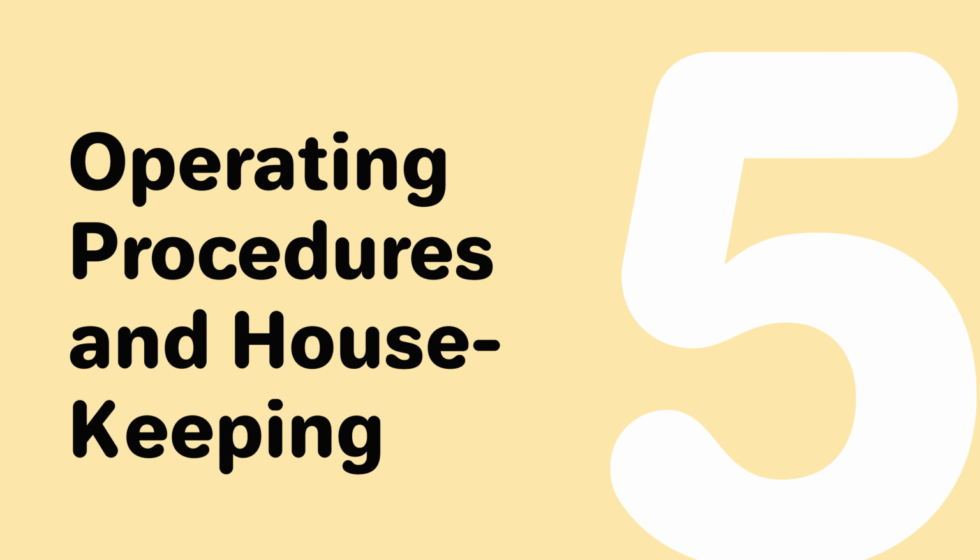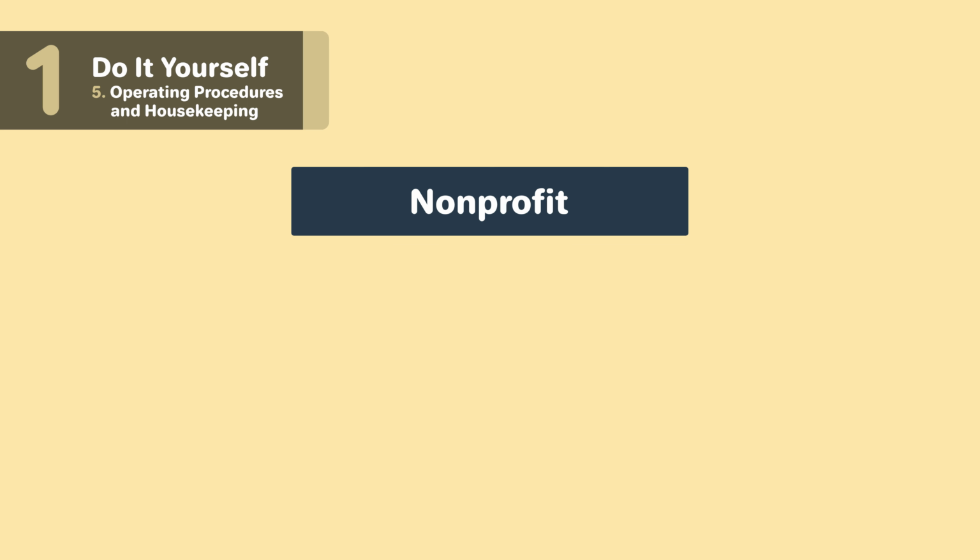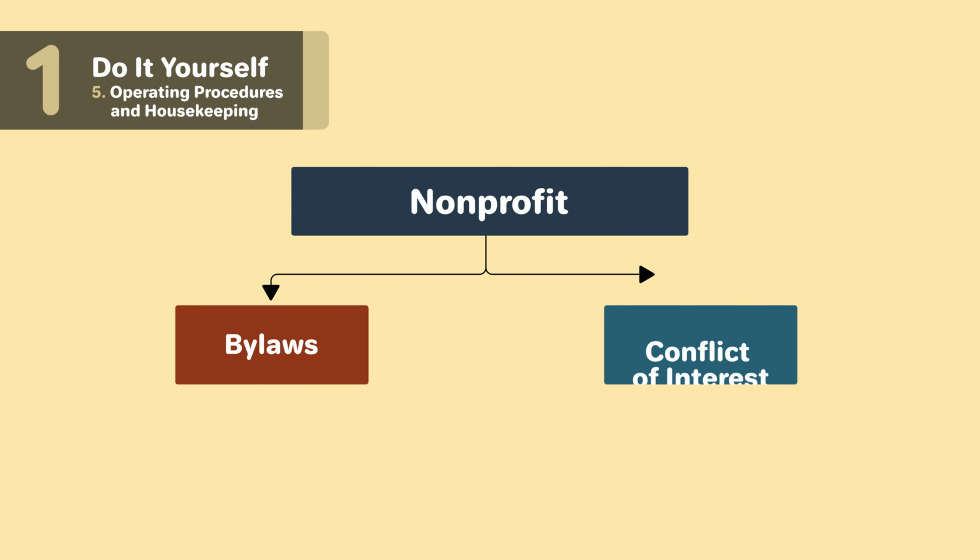5. Operating procedures and housekeeping. Once your nonprofit corporation has been formed, you'll want to start getting the structure of it together and determine how your nonprofit will be run, starting with the bylaws and conflict of interest policy.